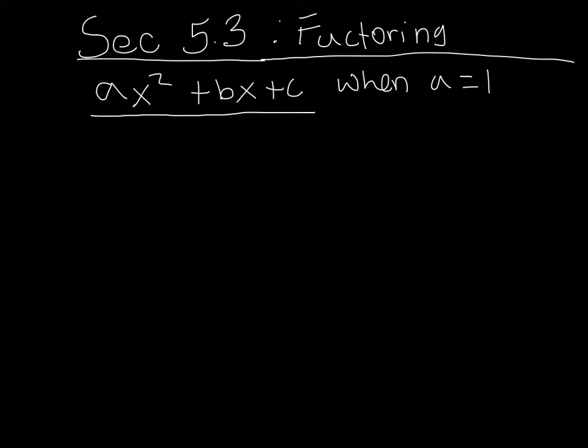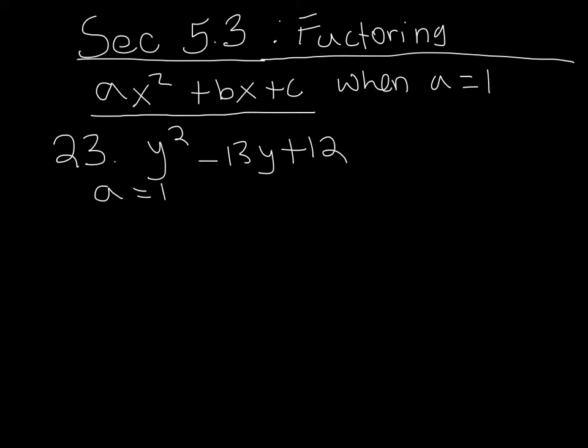The first numbered problem that we will look at is number 23. And it looks like this: y squared minus 13y plus 12. Okay. So in order to better understand this, I'm going to define what A, B, and C are. So here, A equals 1, B is a negative 13, and C is equal to 12. So what we want to do when we factor is to find what multiplies to C but adds to B.